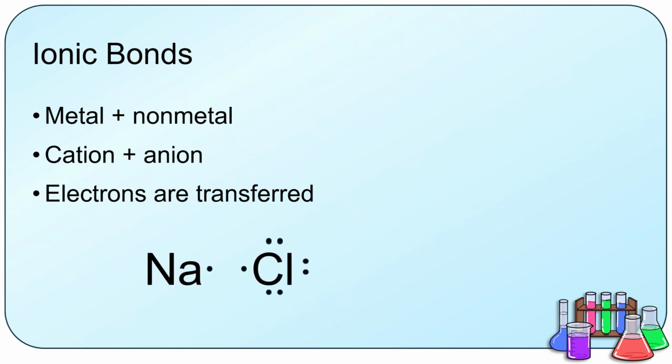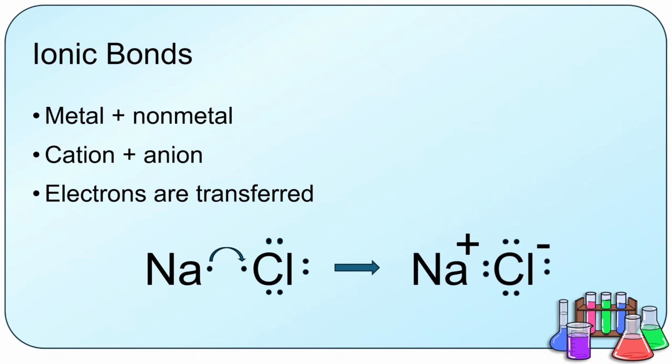Take sodium chloride, for example. Sodium has 1 valence electron. To get an octet, it wants to lose this electron. Chlorine has 7 valence electrons. It wants to gain 1 more electron. So, sodium gives chlorine its electron, and sodium turns into a positive cation, while chlorine turns into a negative anion.